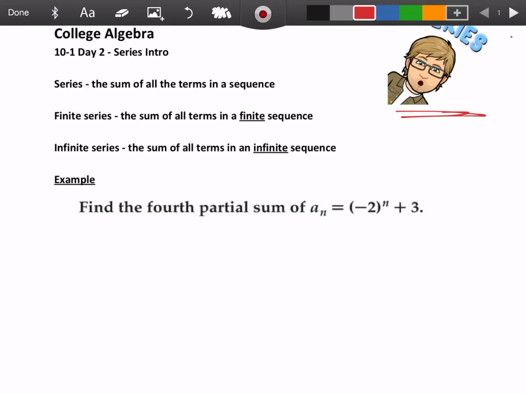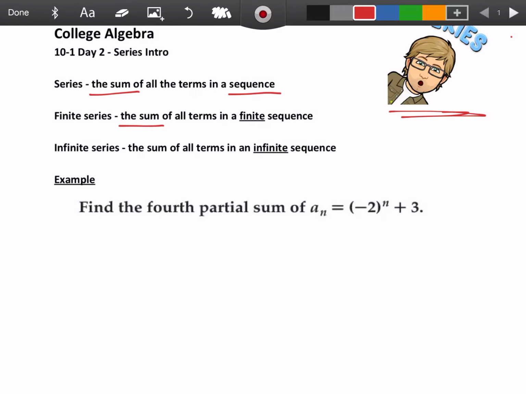What a series is, it takes all the numbers in a sequence and then adds them up. So it's the sum of the terms of a sequence. And then obviously we have 2 different types of sequences, finite and infinite. So a finite series would be the sum of a finite sequence. An infinite series would be the sum of an infinite sequence. So for today, we're just going to be doing finite series. In later lessons, we're going to be focusing on different types of sequences, different types of series, and we'll get into infinite series at those times.